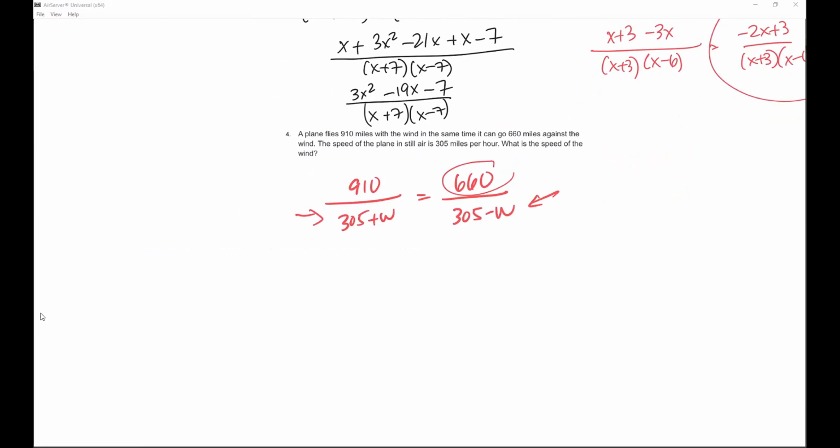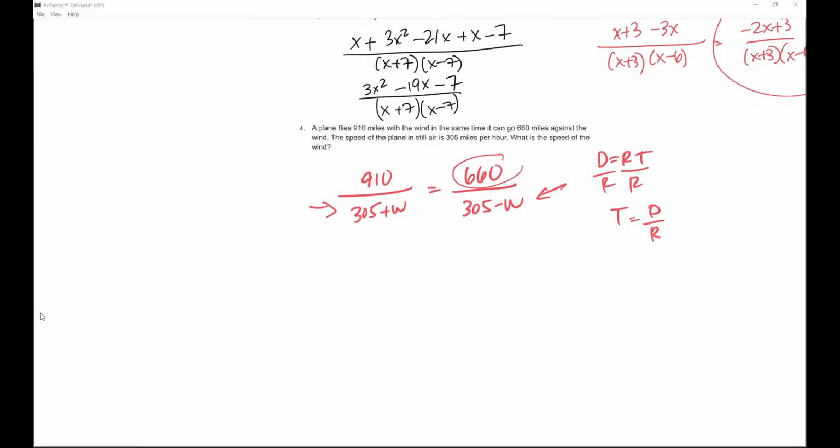Remember, distance is equal to rate times time, right? In this case right here, we are dividing by the r, and so t is equal to d over r. And notice that, remember, it's the same time. The t is equal to each other because it takes the same time to fly 910 miles with the wind and 660 miles against the wind, right? It's the same time. So if you cross multiply this out, this will be 910 times 305 minus w is equal to 660 and 305 plus w.